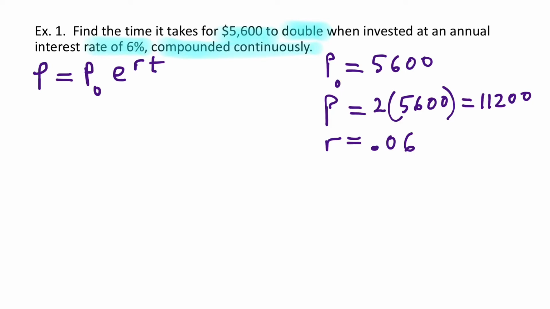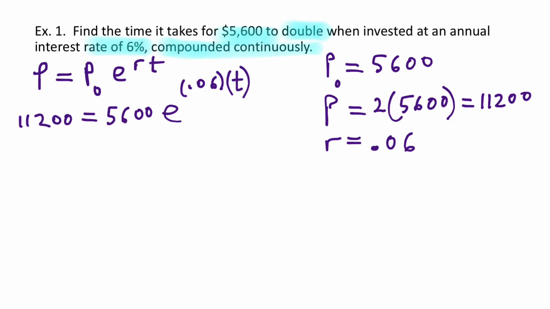So now I want to go ahead and substitute those numbers into my equation. So I'm going to have 11200 is equal to 5600 times e raised to the 0.06 times time. All right, so you don't necessarily need those parentheses around time in there. All right, so now I want to solve for t. So the first thing I'm going to do is I'm going to divide by 5600.